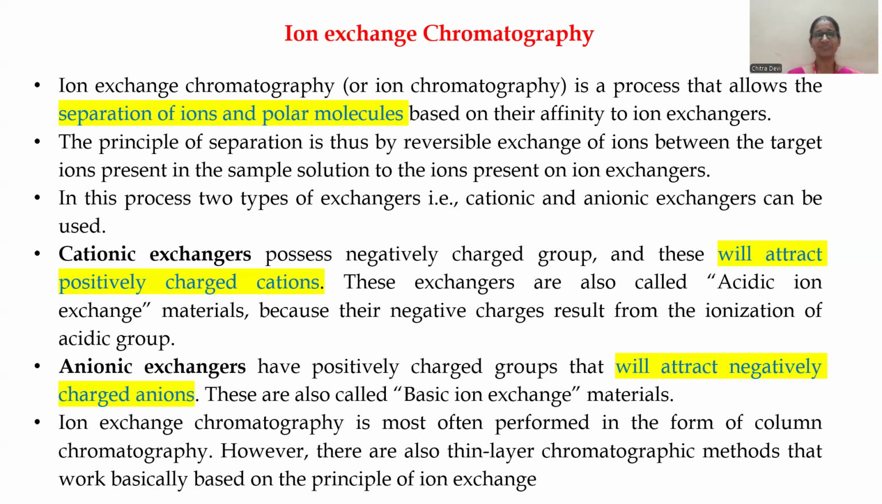In contrast, anion exchangers have positively charged groups. So it will attract negatively charged anions. If you want to separate negatively charged anions, the stationary phase will be packed with anion exchangers. Normally this ion exchange chromatography will be performed on a column basis, so column chromatography will mainly be used. In some cases, thin layer chromatography will also be used.